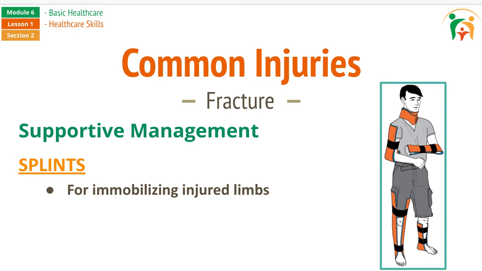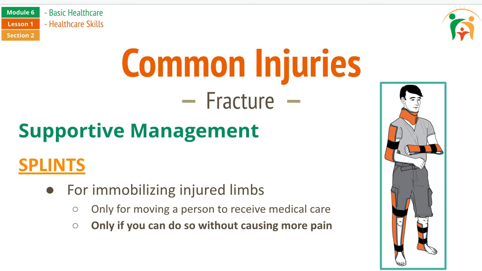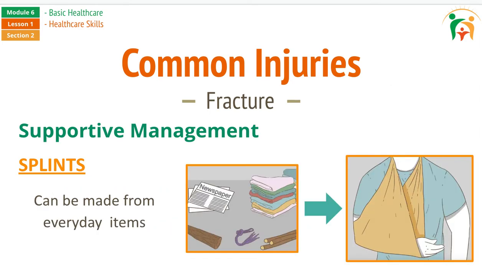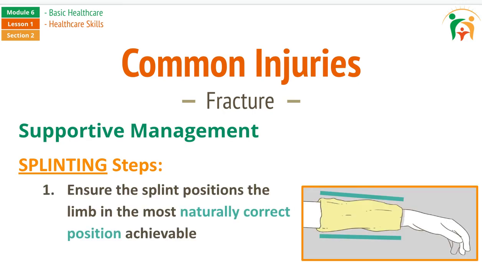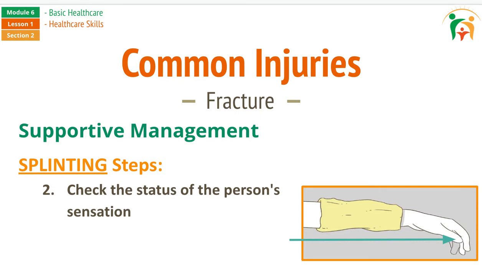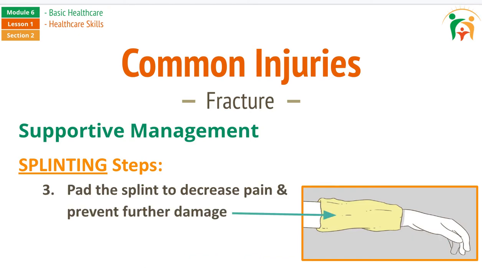Splints are for immobilizing injured limbs, only for moving the person to receive medical care, and only if you can do so without causing more pain. Splints can be made from everyday items. Splinting steps. Step 1: ensure the splint position and limb are in the most naturally correct position achievable. Check the status of the person's sensation by gently touching the person's skin on the part of the body further away from the torso.